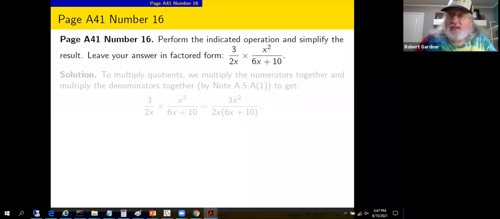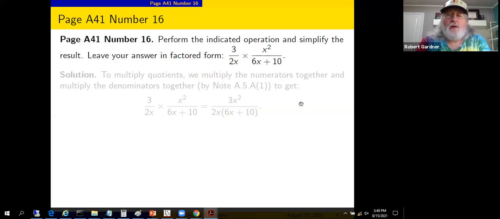A quick little font comment. Notice it's a bit difficult to see on the slides, but this X is a times symbol, whereas this X font looks ever so subtly different. I was using a different font. For example, in the class notes, it uses different fonts, and the X's don't look anything like the times symbols. But be very careful. They look a lot alike. They are subtly different. This one has a slight tilt to it, and this one's very square. But this is read 3 over 2x times the times symbol, x squared over 6x plus 10.